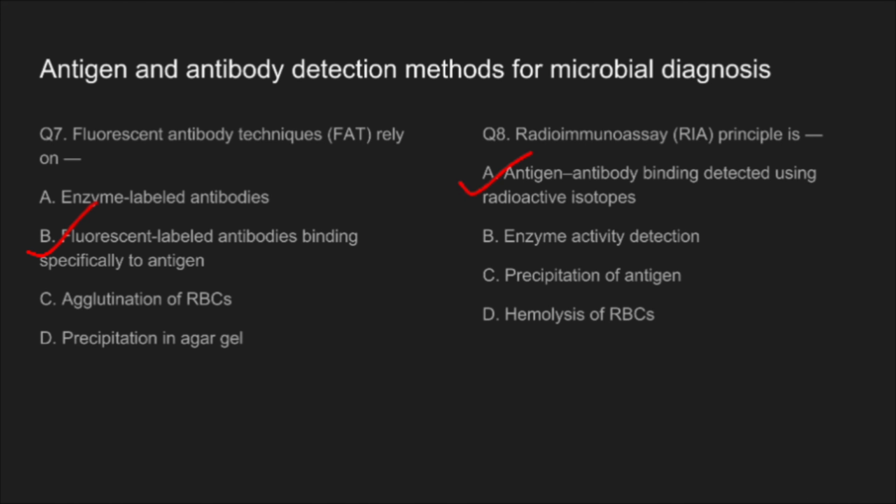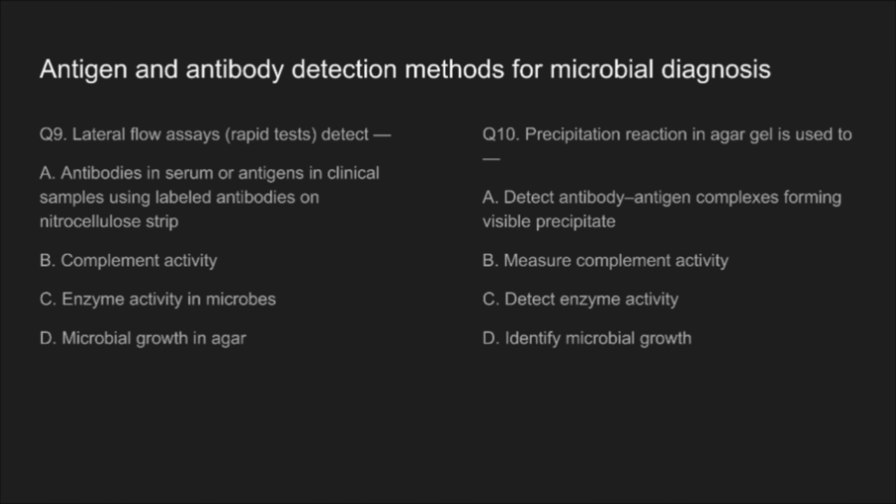Now question 9. Lateral flow assay, that is rapid test, detects A, antibodies in serum or antigen in clinical samples using labeled antibodies on nitrocellulose strip. B, complement activity. C, enzyme activity in microbes. D, microbial growth in agar. The correct answer for this question is option A, that is antibodies in serum or antigen in clinical samples using labeled antibodies on nitrocellulose strip.